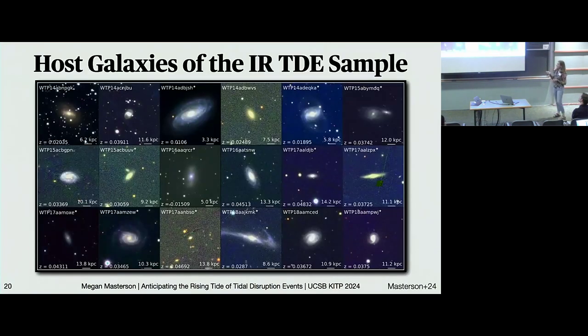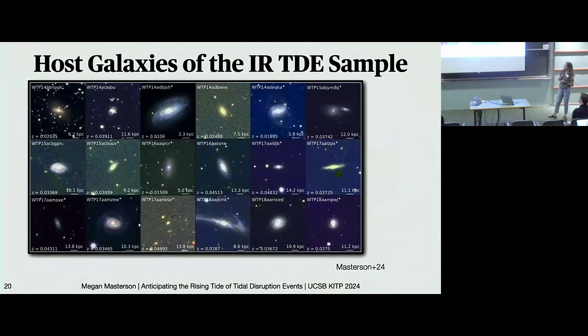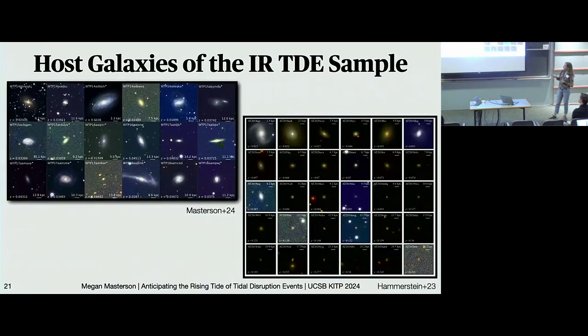Also, if you just take a look at the host galaxies, they actually look quite different from the optical TDEs that Erica was showing us earlier today. If we compare them, you can see by eye that we're seeing a lot of things that look like they have much more spiral features. We do have a couple of very interesting sources with merging tails, but for the most part, these look much different than the little blobs that you see in the optical regime.